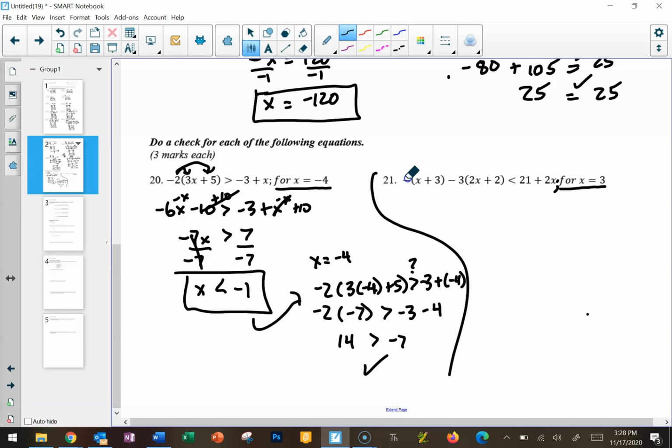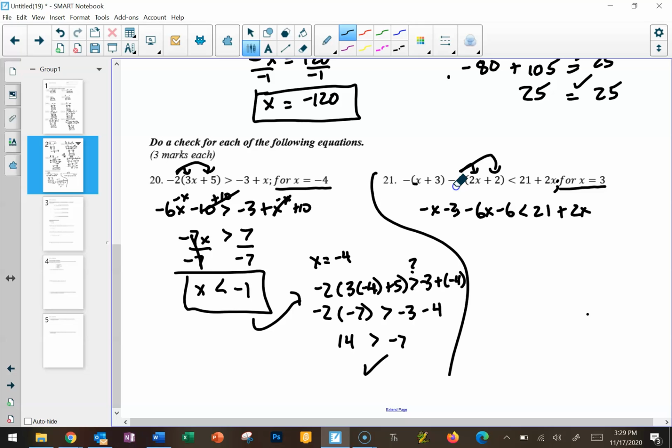Okay, this one, there's a negative in front of the brackets, so we know that means multiplying by -1, or if you want to do it the simple way, just switch the signs, right? So instead of x plus 3, we're going to have -x and then -3, and then this one we can distribute. So that's -3 times 2x, which is -6x. -3 times +2 is -6, is less than 21 plus 2x.